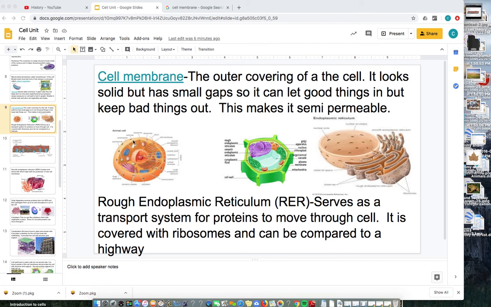And the cell membrane, I would compare it to a bouncer at a club. And just listen. I think right now we're standing in line at a club.